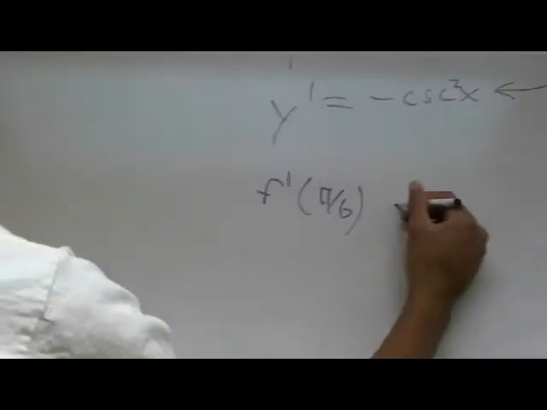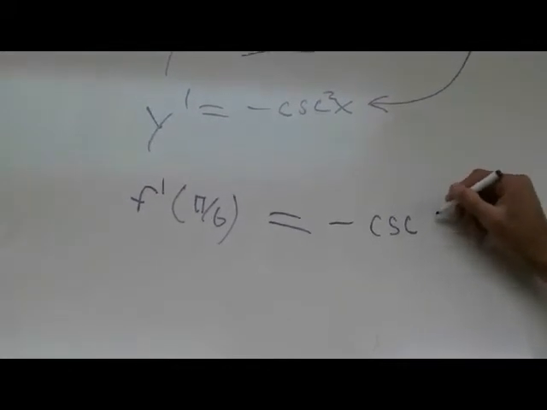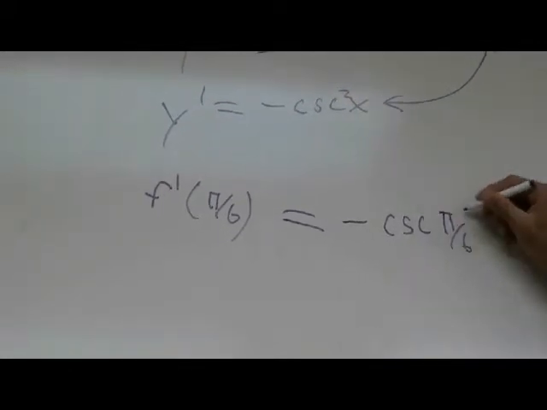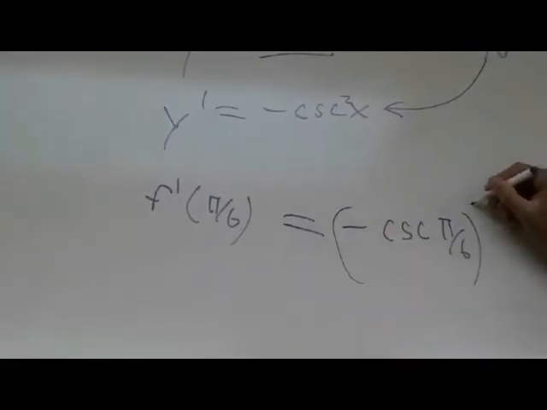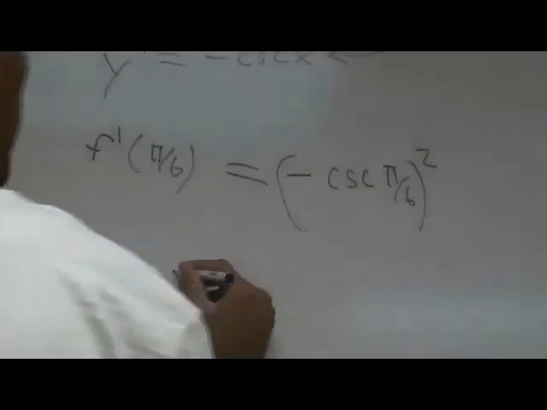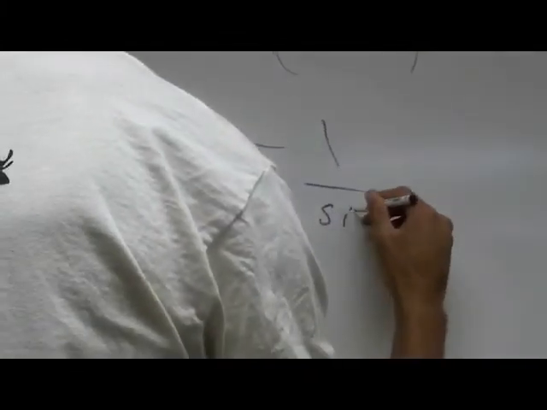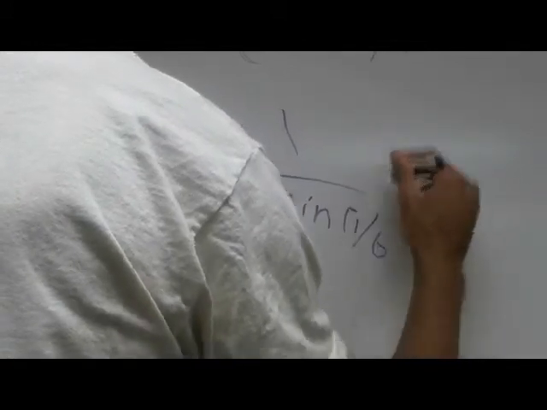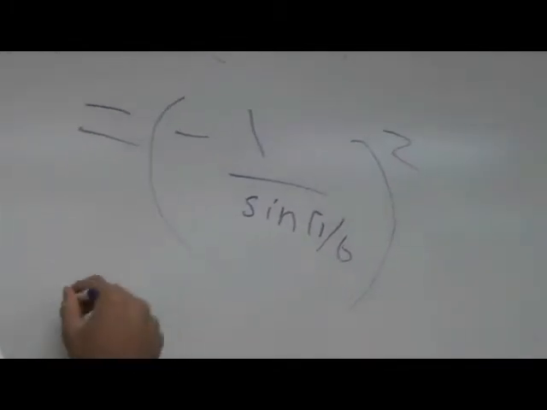So f prime of that is going to equal negative cosecant of pi over 6. Oh, it's squared. All of that squared. Now I actually can't do cosecant in my head, so we're going to change that to negative 1 over sine pi over 6. Again, all of that squared. Yes, that negative should go away.